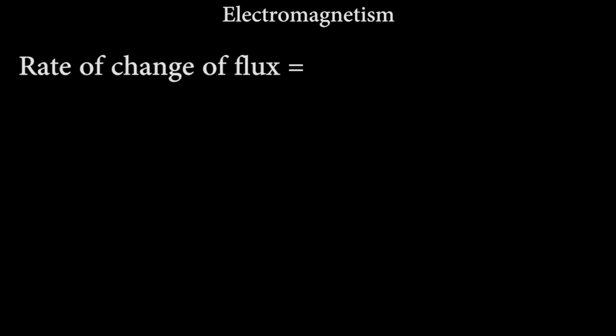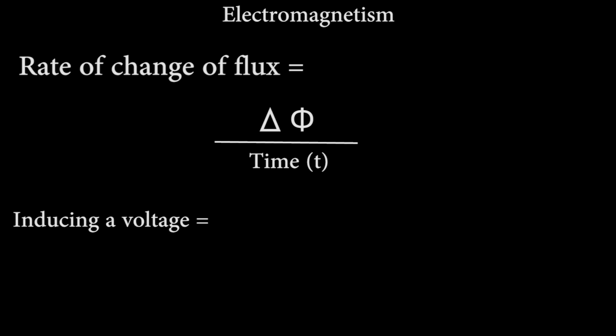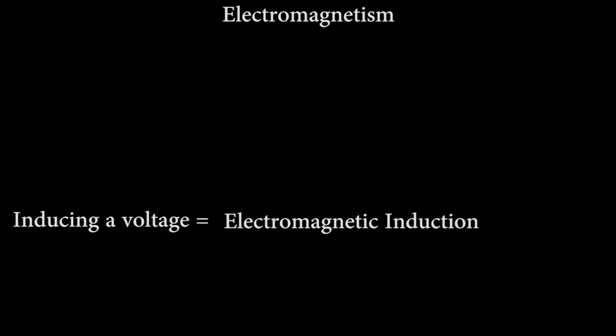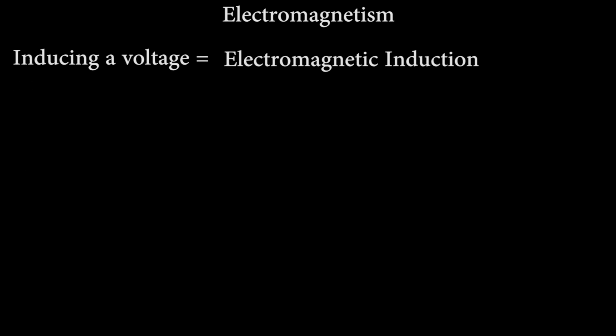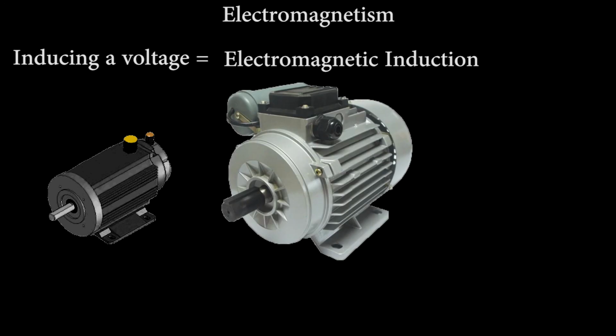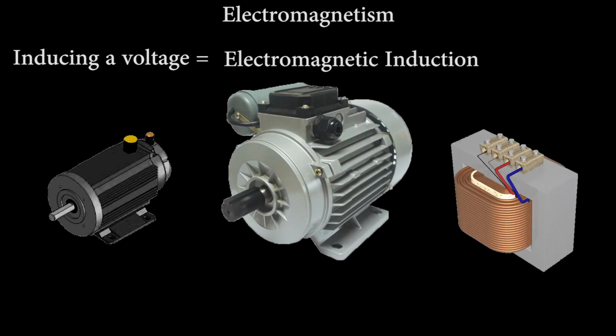The rate of change of flux is found by dividing the change of flux, delta phi, by the time, t, required to produce this change. The process of inducing a voltage, as described in Faraday's law, is called electromagnetic induction. Electromagnetic induction is the basis for electrical generators, induction motors, and transformers. Faraday's law explains the effect of electromagnetic induction.